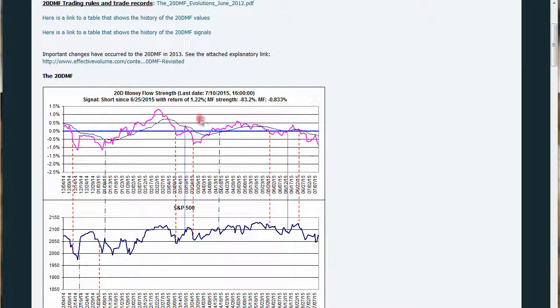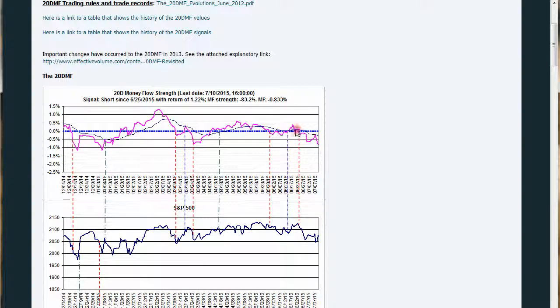Today I'm going to talk about this upper panel only. How is it built? So first, the 20 DMF is a 20-day moving average of the money flow. You can see here that level is minus 0.833%.